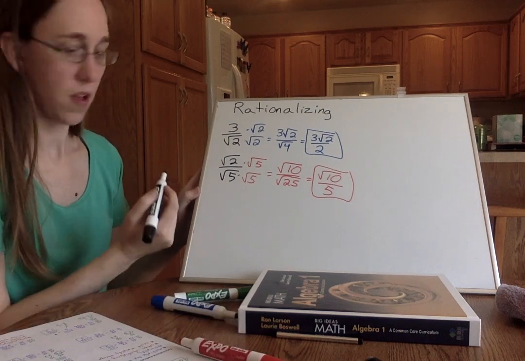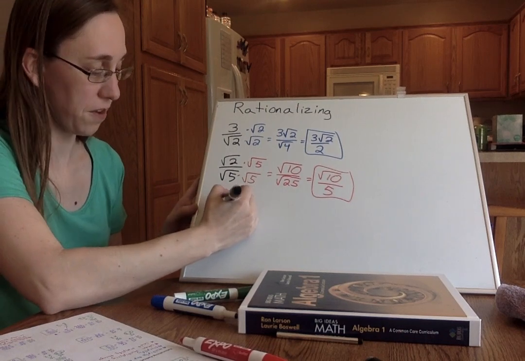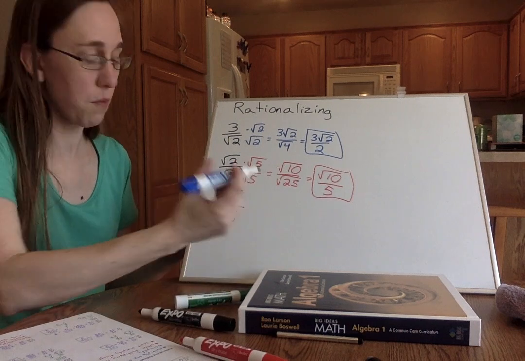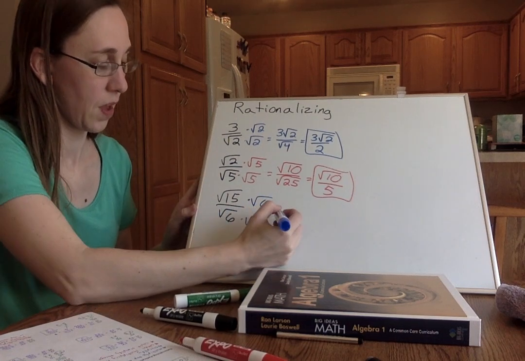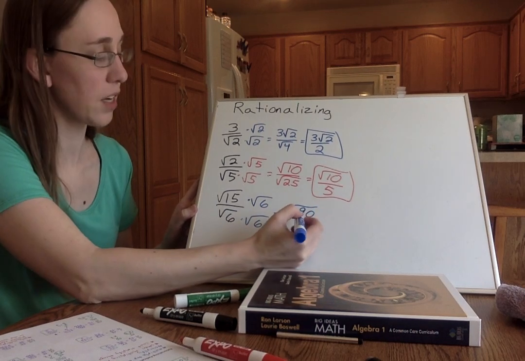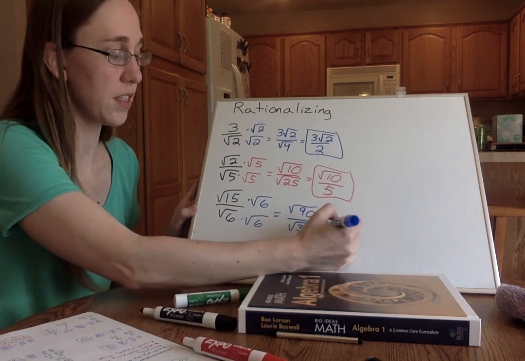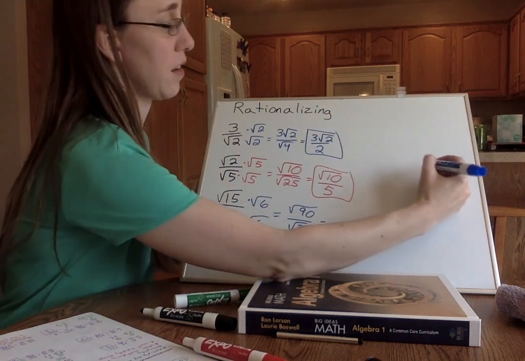Okay, let's try one that might require a little bit more work. Square root of 15 over square root of 6. So this time we're going to multiply by the square root of 6. And we get the square root of 90, that's 15 times 6, over the square root of 36. Square root of 36 is easy. That's just 6. But the question is square root of 90. So we'll do that one over here.